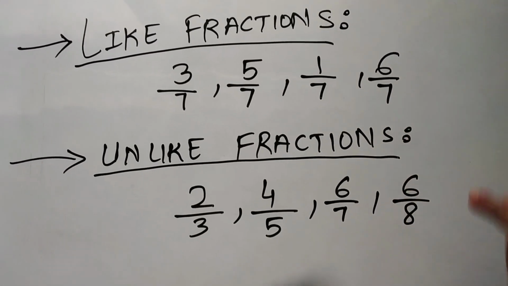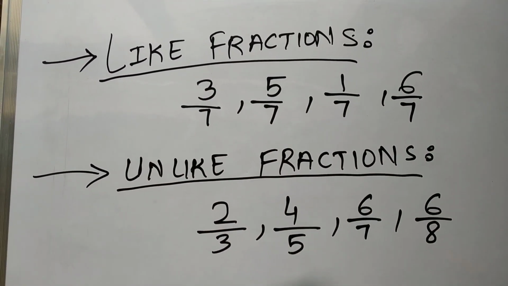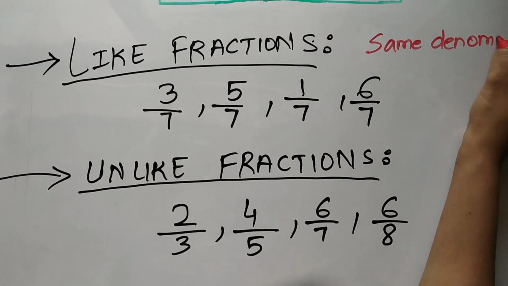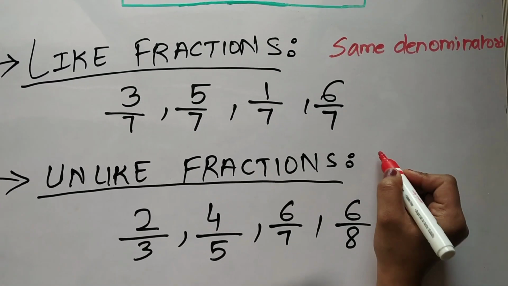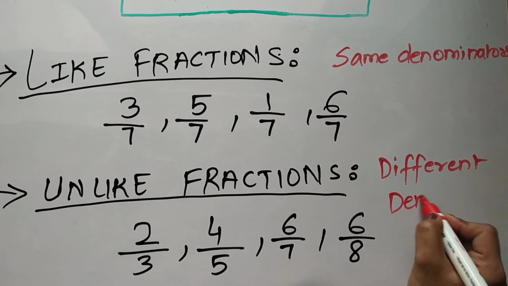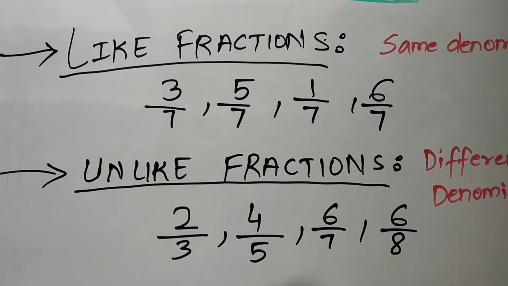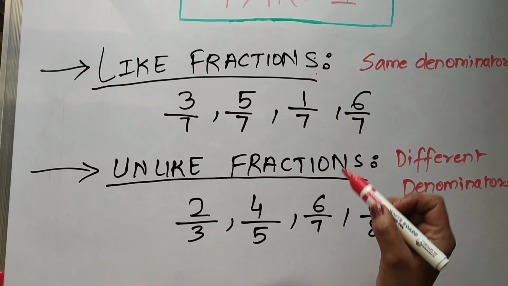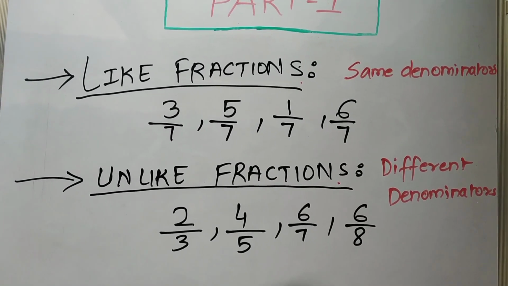I hope like fractions and unlike fractions is clear. Once again, what are like fractions? Fractions with same denominators. What are unlike fractions? Fractions with different denominators. Okay, I hope this is very easy to understand. Now, based on like fractions and unlike fractions, we are going to solve few examples. First example.